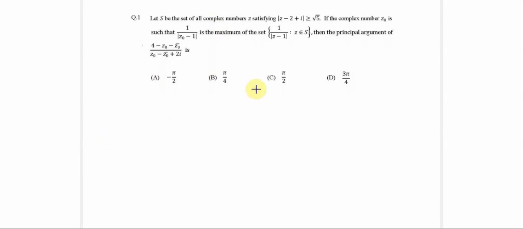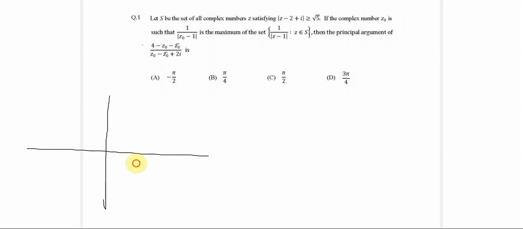Okay, let's get started. If you try any method like putting z equal to x plus iy and then solving, it's going to take a lot of time. A geometric approach will be easier because I see that this is the distance between z and 2 plus i, 2 minus i, and this is the distance of z from 1. If you notice all that, you can easily do it with the geometric approach.